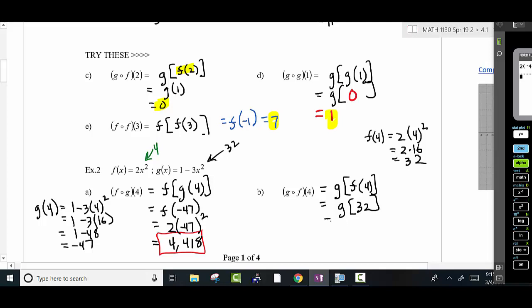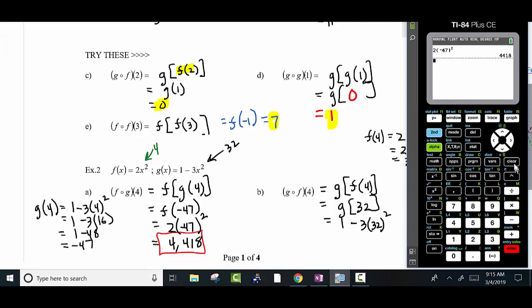So you would just work out 1 minus 3 times 32 to the second, and you can just do that on the calculator. We'll just do that in one step. So I've got 1 minus 3 times 32 to the second. That should give me a negative number. So that is negative 3071 would be what the value of that composition is. Okay, it's like that then.